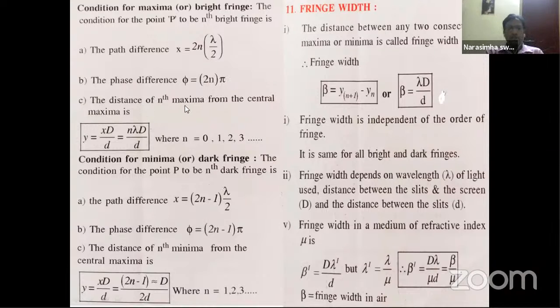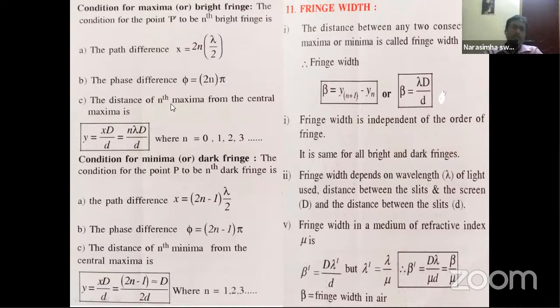So for the distance of the nth maximum, this is the formula where you can keep the n value. That is the order, meaning the number of the fringe. For example, if it is fringe number 1, then the phase difference will be 2 pi. If the fringe number is 2, then it is 4 pi. The values change like this. So based on this, what is n here? n is the number of the fringe.